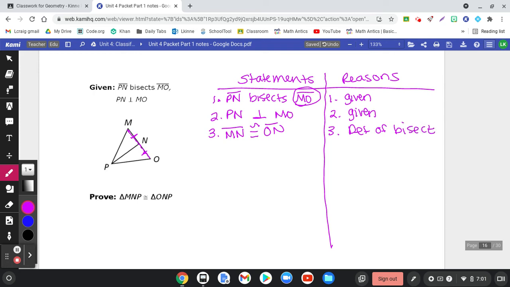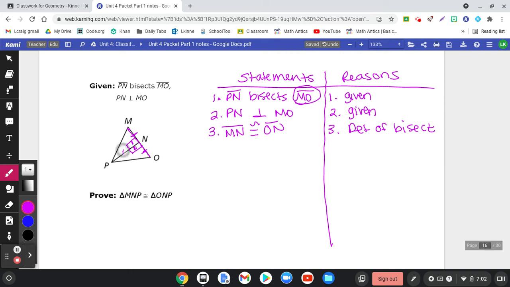All right. Now, it didn't give us the angle, but it did say PN and MO are perpendicular. So what's the definition of perpendicular? These angles are right. I'm going to call them angles 1 and 2. And then we'll be able to tell this side. Again, you have side, angle, side, because the side is the same, because it's the same segment.